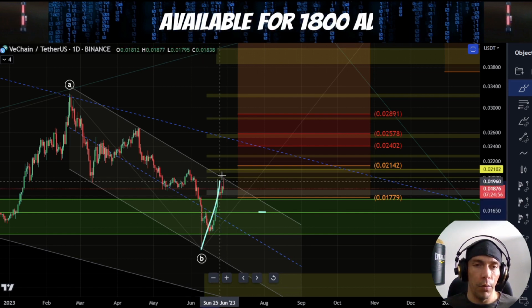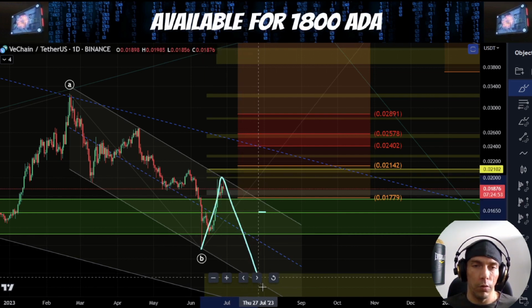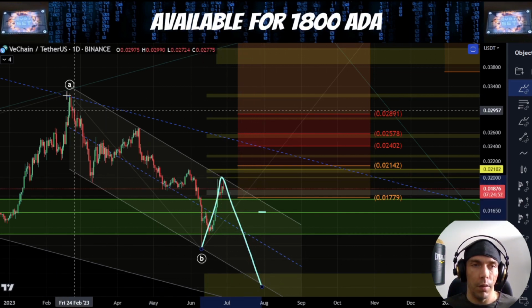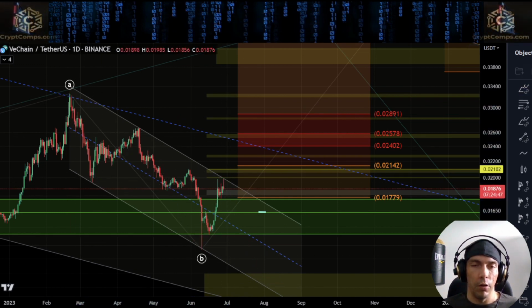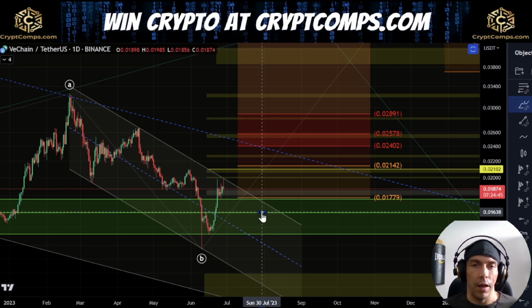If we fail to find support here and we look to break down, then that would be my next interpretation of this. It would be something along those lines, where we're actually looking at this as a W, X, Y, X, and a Z.